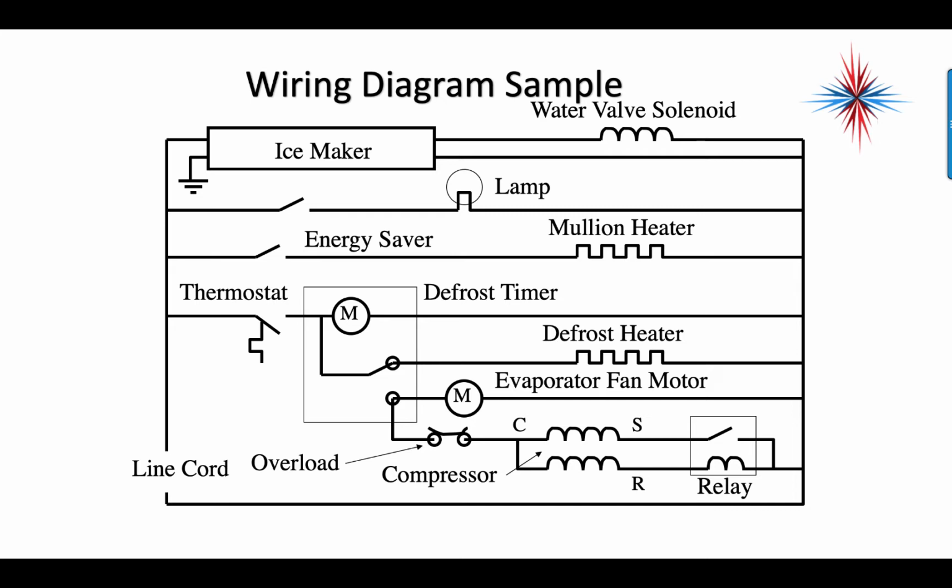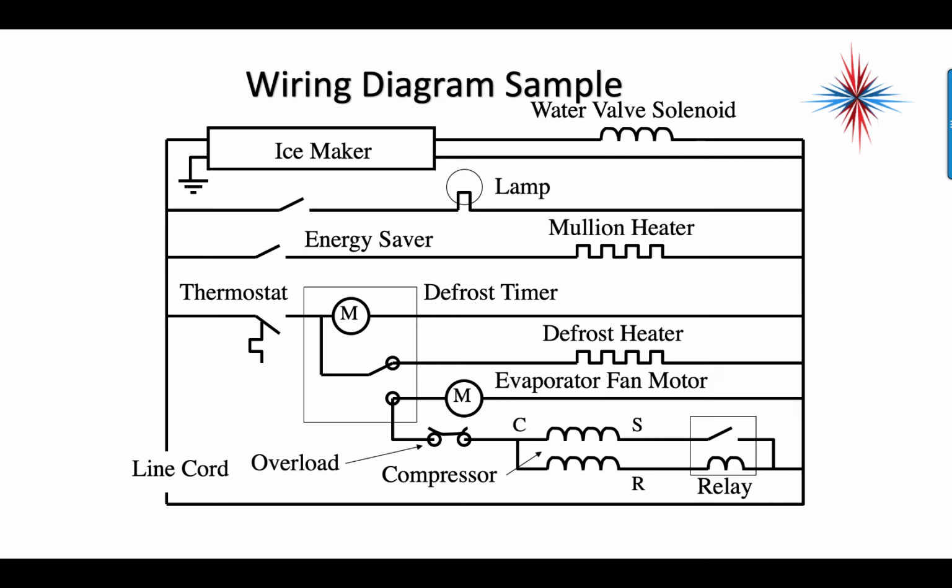You might have an energy saver switch that if you turn that energy saver switch to energy saving mode, it's going to turn off the mullion heaters. Mullion heaters are the heaters that run around the door openings to prevent frost and condensation buildup. You have your thermostats, you have your defrost timer. This is a cumulative run defrost timer because notice the motor turns off when the thermostat is not cooling.